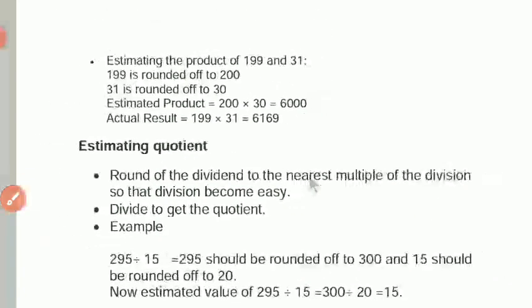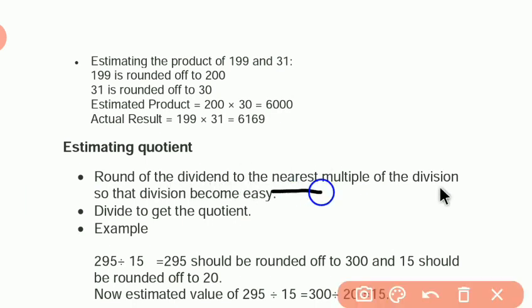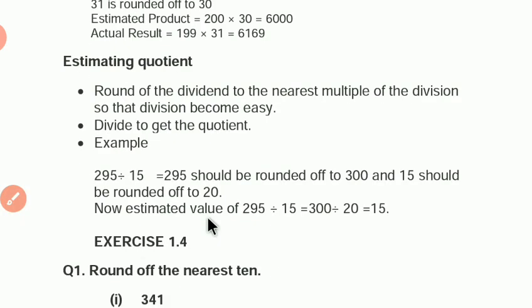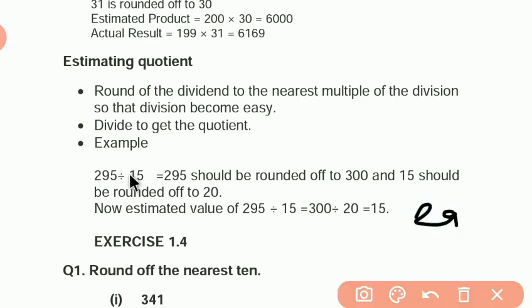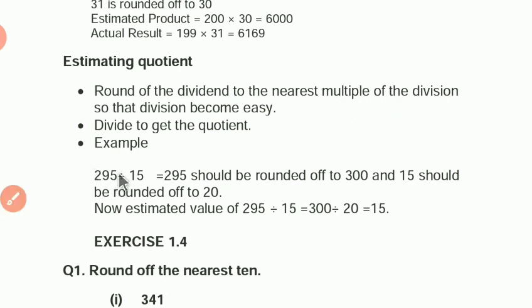Now we have seen multiplication, and the last one we'll see is division. Round off the dividend to the nearest multiple of the divisor so the division becomes easy. Divide to get the quotient. Here let us understand these 2 points by one example. 295 divided by 15. Same here, we have to see the highest place value of the given number: ones, tens and 100. It means 295 will be rounded off to the nearest 100.